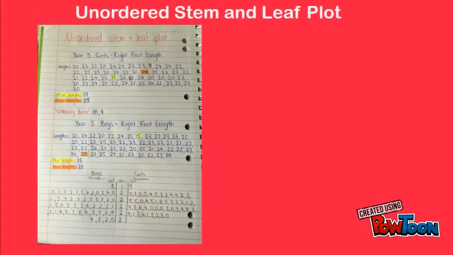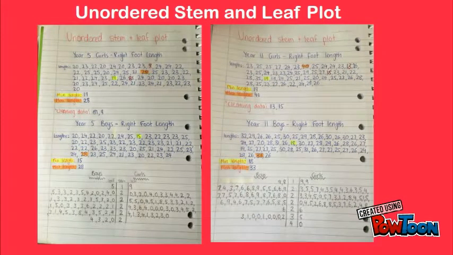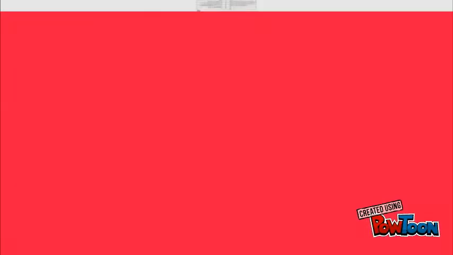By beginning with an unordered stem and leaf plot, I was able to clean and sort the data into groups, as well as recognising the minimum and maximum length for both genders and year levels.